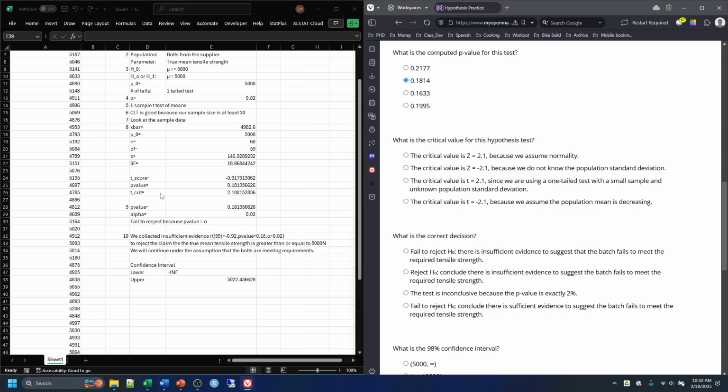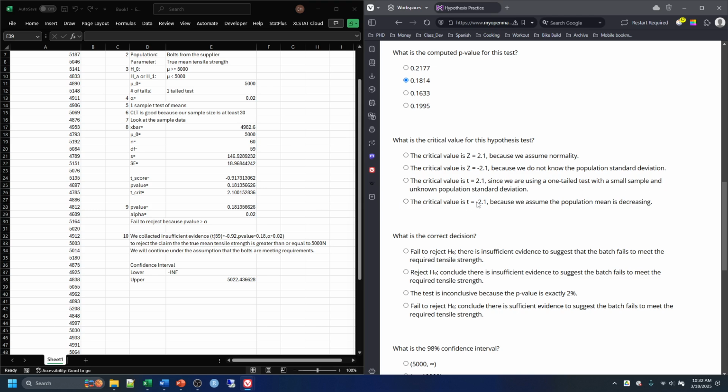What's the critical value for this hypothesis test? Okay, well, we know that it was a t-critical because we were using t-scores. So we know that it has to be one of these two. And we want to know, is the t-critical going to be positive or negative? Okay, so we want to say, is it a critical positive since we're using a one-tail test with a small sample and unknown population standard deviation?